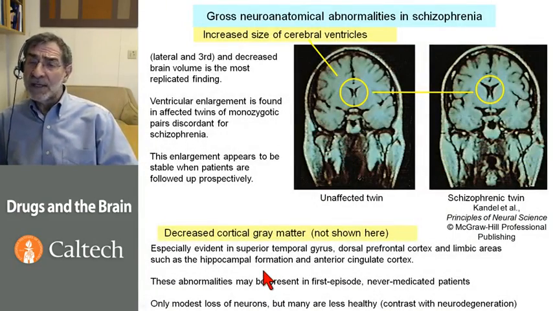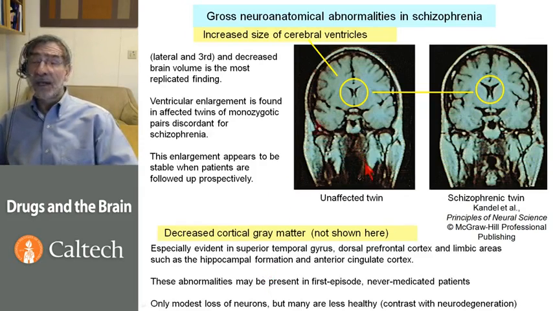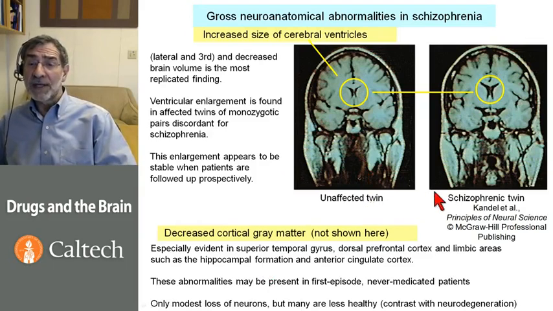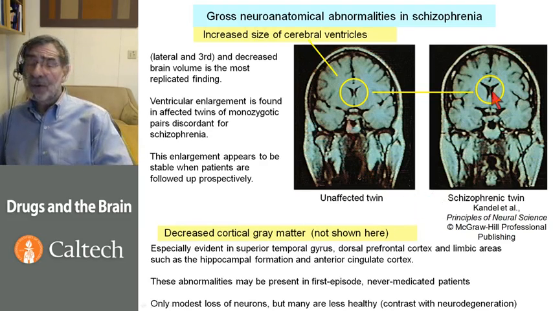And indeed, one can see many abnormalities in the brains of schizophrenics, and it needs to be done with identical twins because there are variations in ventricle size among normal people. But when one looks at identical twins and averages, it's pretty clear that the identical twin who has schizophrenia has larger ventricles, more fluid space in the brain than the twin who does not. And this enlargement seems to be stable for several years.